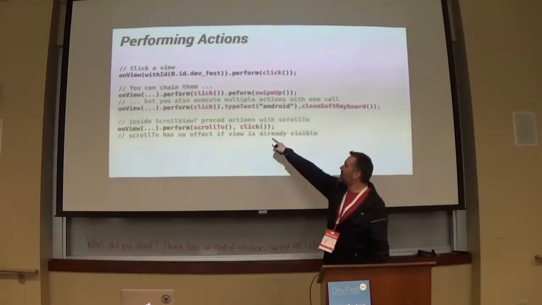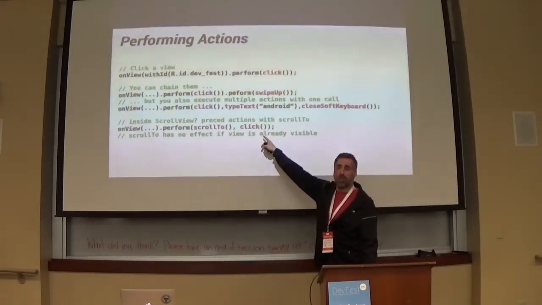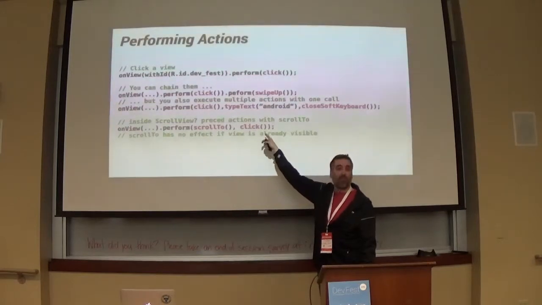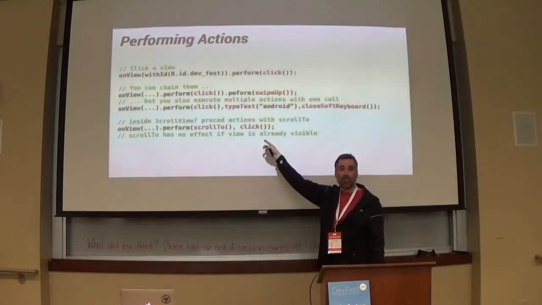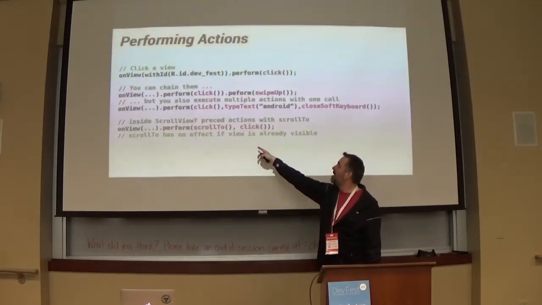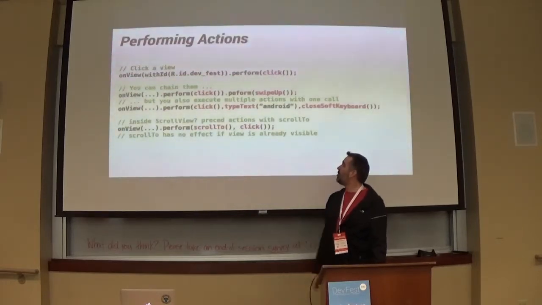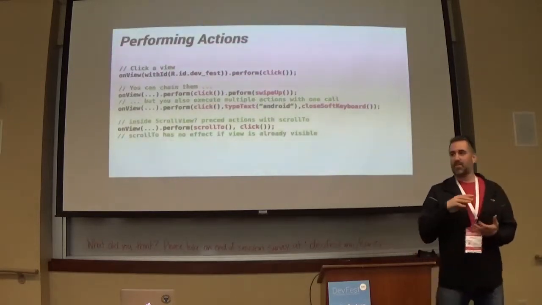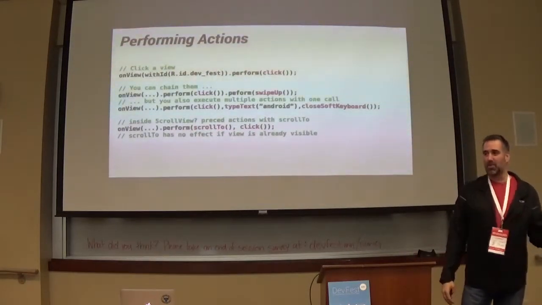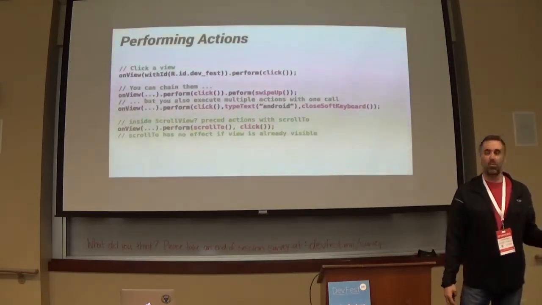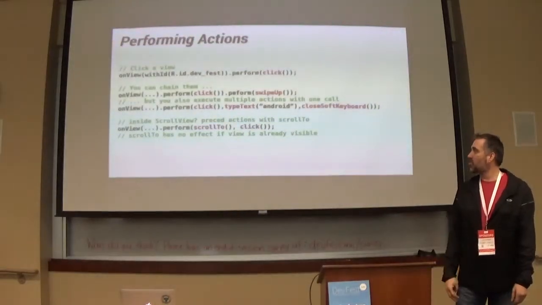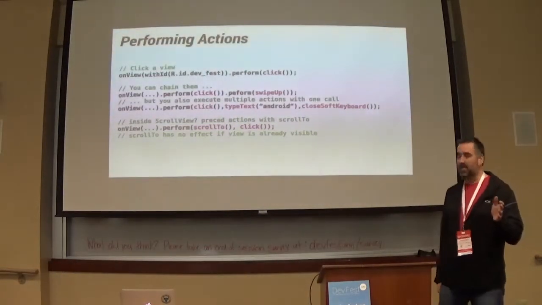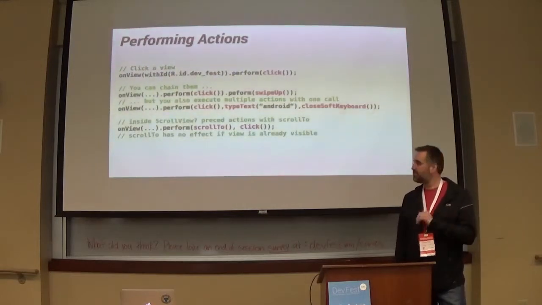And this one here I put to show, if you have something in a scroll view, you can do scrollTo before you click on it. Obviously, if you try to click on it without scrolling to it, you're going to fail your test. And scrollTo has no effect if it's already visible. So if you're testing on different display sizes, on your tablet it might show, but on a small screen it's not going to show. Surround your thing with scrollTo. It will work if it's on screen. It will work if it's off screen.